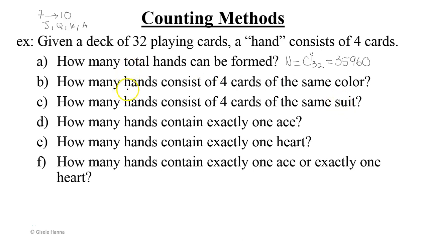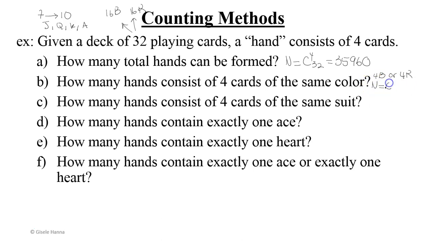Now, how many hands consist of 4 cards of the same color? Now, we know that playing cards are divided into 2 colors, black and red. So in that case, 4 cards of the same color. If in total I have 32 playing cards, then these 32 playing cards have 16 black cards and 16 red cards. So I want 4 cards of the same color.